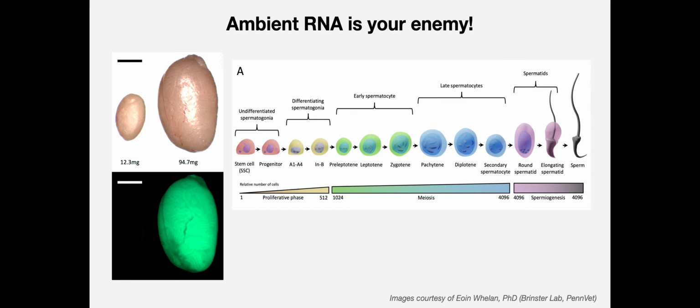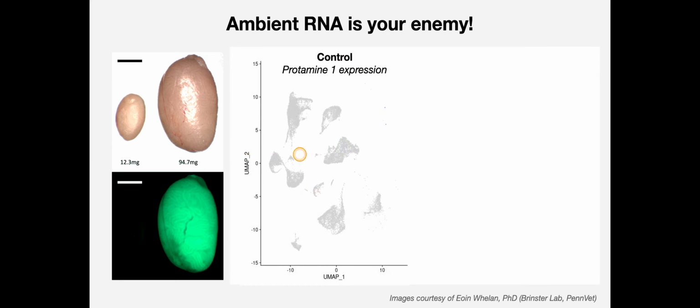And so when they do single-cell RNA-seq on those testes, you can actually look at the control that hasn't received the transplant, and if you look for a marker of spermatids, you see no expression in any of your clusters of cells.